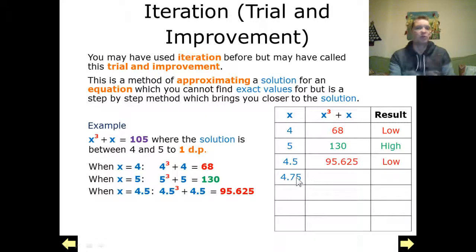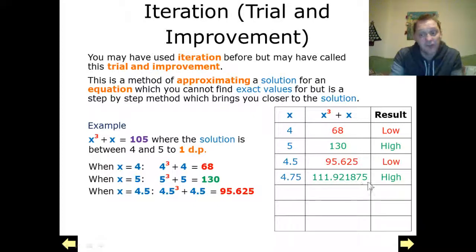Now, my logical side, I will try a number right in between these two numbers. But many learners, they'll try 4.7, 4.6, 4.8, 4.9, and just try and arrive at the answer through those. So the 4.75, that gives me an answer of 111.921875, and this is too high. So this is telling me the answer is between 4.5 and 4.75.